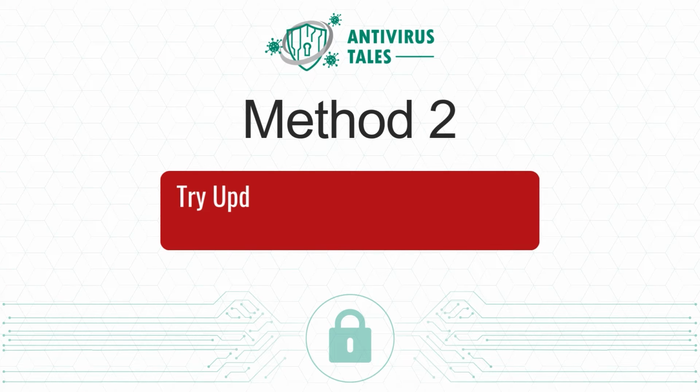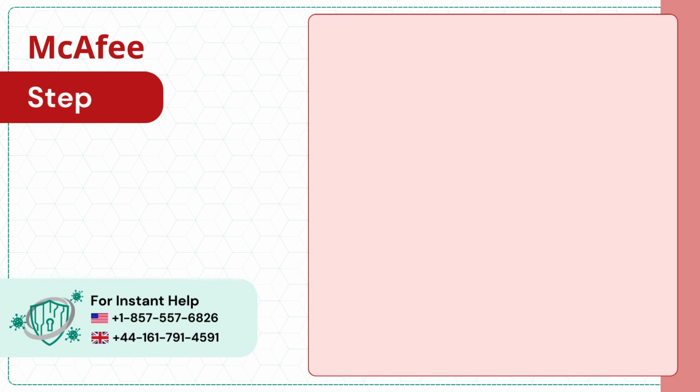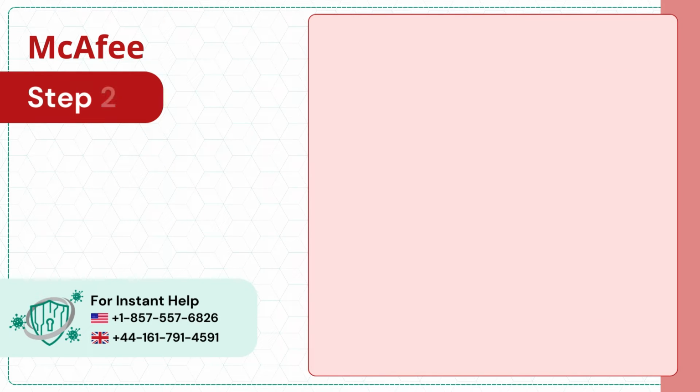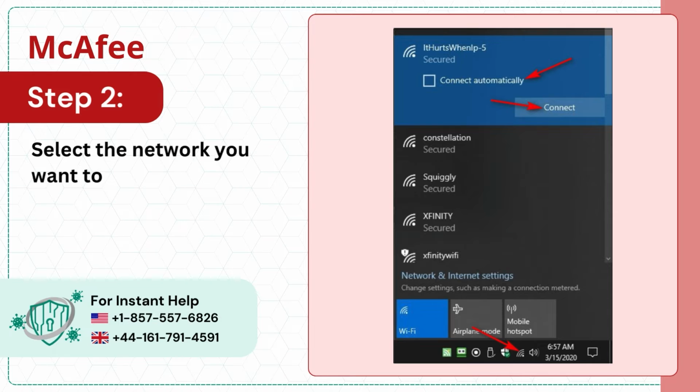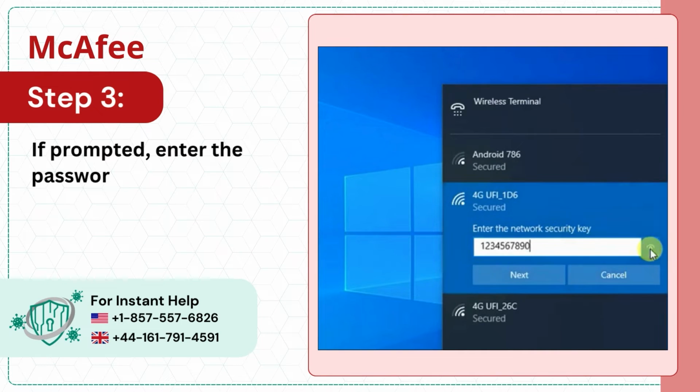Method 2. Try updating through an alternative internet connection. Step 1. First click on the Wi-Fi icon in the taskbar. Step 2. Select the network you want to connect with, then click Connect. Step 3. If prompted, enter the password and click Next.